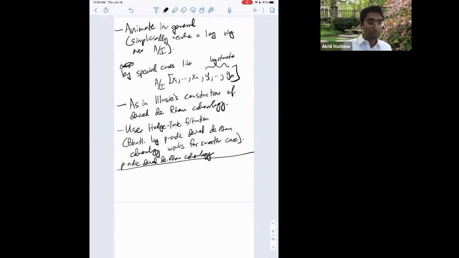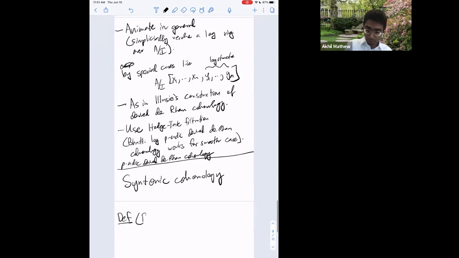So I guess I have maybe more than 15 minutes left. Now what I want to do is explain the stuff about syntomic cohomology. This is a general procedure of defining logarithmic versions of these p-adic cohomology theories, and I want to apply that to this context of syntomic cohomology, another one of these p-adic cohomology theories. Let me start with the following definition, which is due to Fontaine-Messing and Kato.